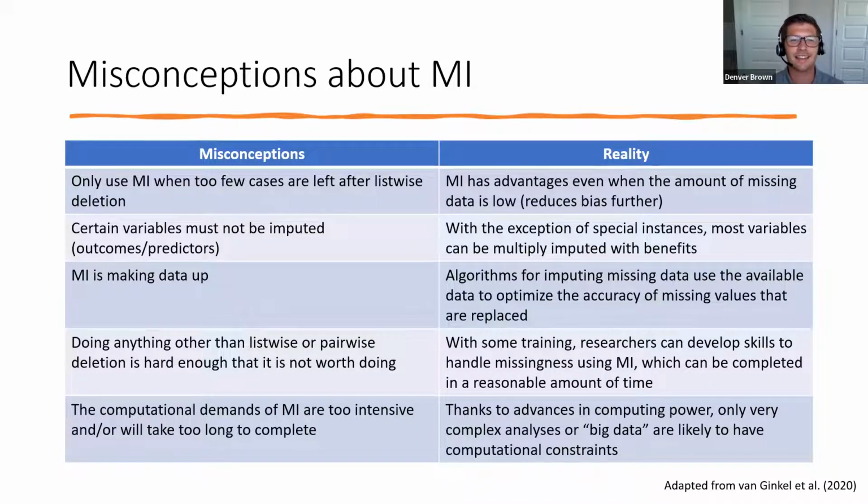But again, this is an algorithm that's using all the available data to try and optimize the accuracy of the missing values that are being replaced. This isn't just Diedrich Staples sitting in a park and fraudulently making up numbers that he wants to put down on a paper. This is an algorithm that is looking across all the data to try and be as accurate as possible. Also, doing anything other than listwise or pairwise deletions is hard enough and not worth doing.